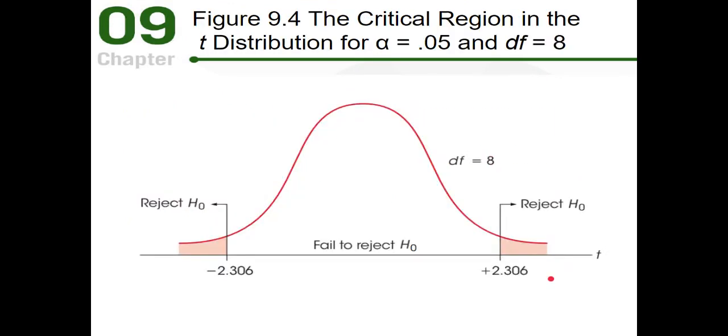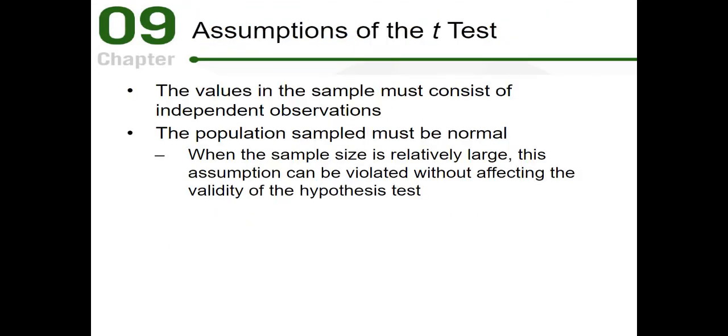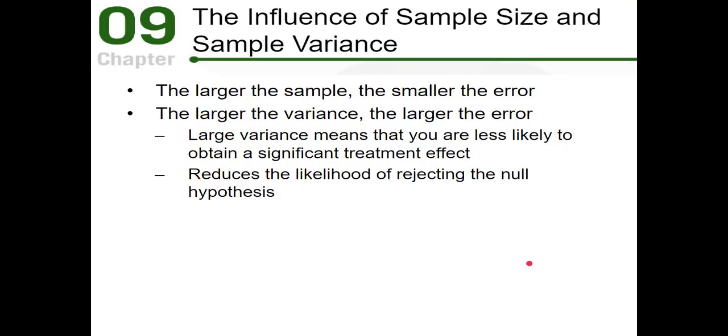If we look in figure 9.4, we can see that critical region for the t distribution with alpha at 0.05 and the degrees of freedom at 8. The assumptions of the t-test are that the values in the sample must consist of independent observations, and the population that's sampled must be normal. When the sample size is relatively large, this assumption can be violated without affecting the validity of the hypothesis test. We also have the influence of sample size and sample variance.